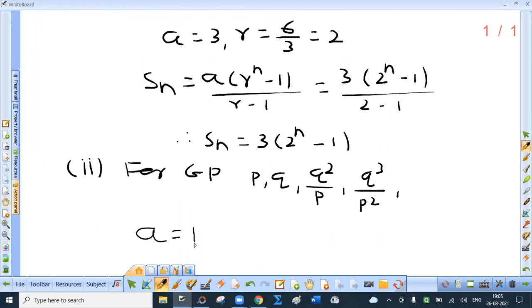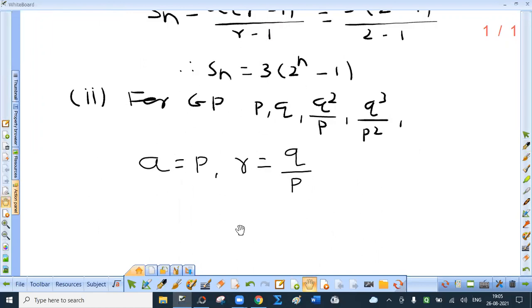So the first term is small p. And what is the common ratio? Second term upon first term. You may say, no, I want to obtain the common ratio by dividing the fourth term by the third term. Same thing.